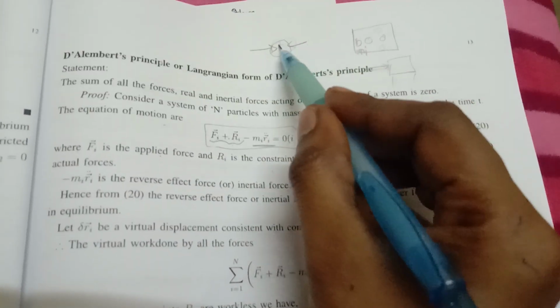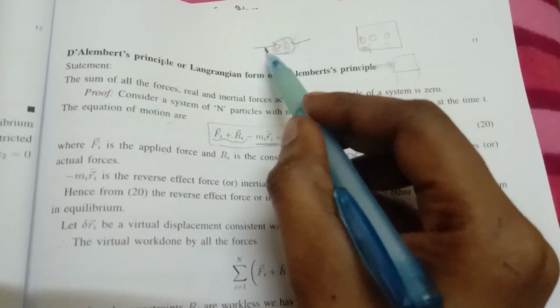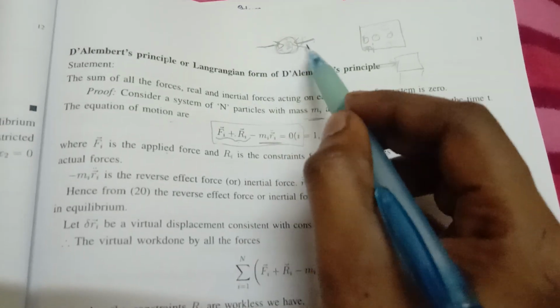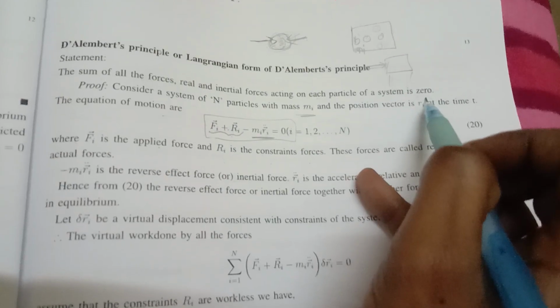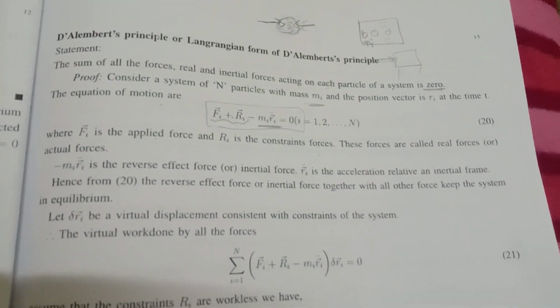So, consider a system containing some particles. The real force and inertial force acting on this particle or system will remain constant, that is called zero. This is the statement of the Lagrangian form of D'Alembert's principle.